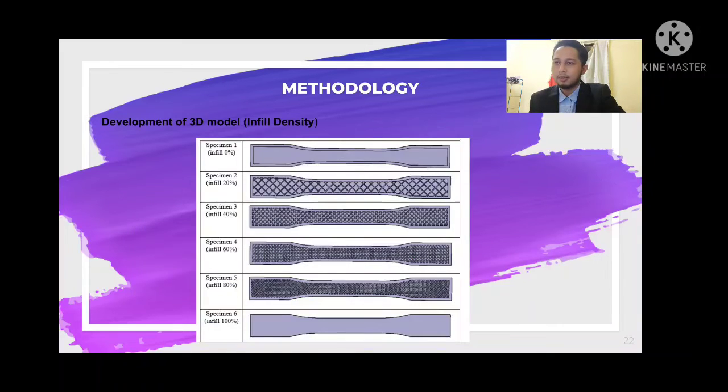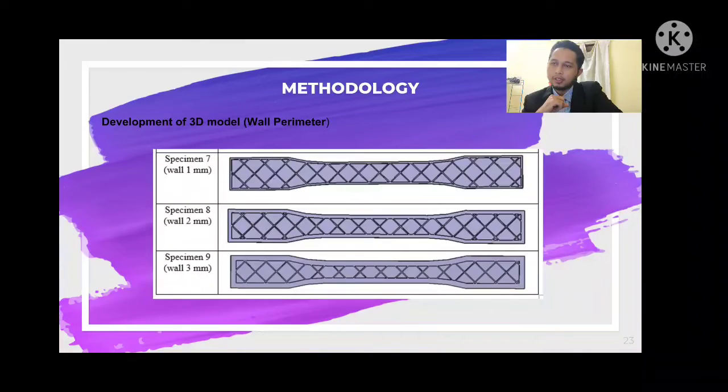The second step is the development of the 3D model in CATIA V5R21, following parameters that have been set earlier. The estimation of dimensions of the specimen was referred to the Ultimaker Cura. These are the 3D models for the different infill densities. There are 6 specimens with infill density of 0% up to 100%. For the wall perimeter, there are 3 specimens with settings of 1 mm, 2 mm, and 3 mm.